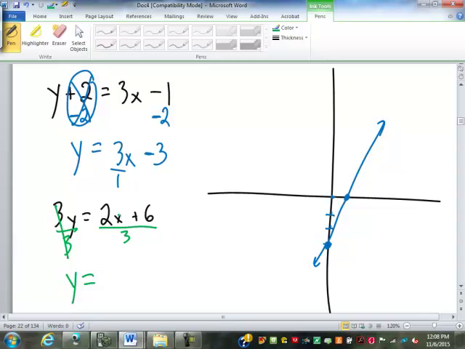2/3 divided by 3 looks like it's going to be ugly, but we don't want it as a decimal. We want it left as a fraction or a ratio. So 2x divided by 3 is just 2 divided by 3, or 2/3, times x. 6 divided by 3 is a positive 2. So here we start out at positive 2. Then 2/3 means we rise 2 and run 3.